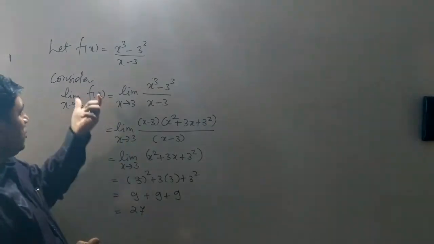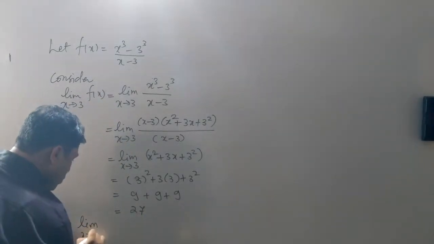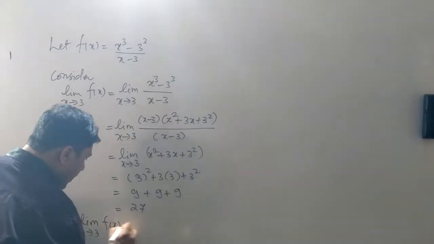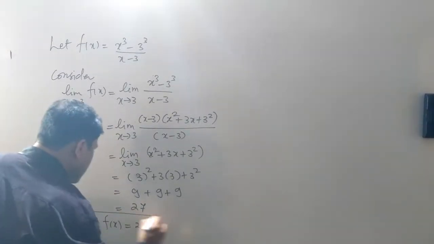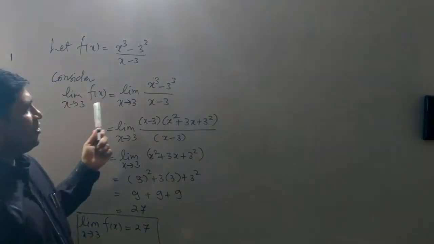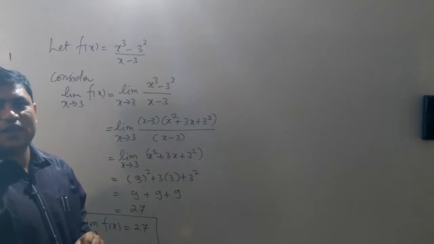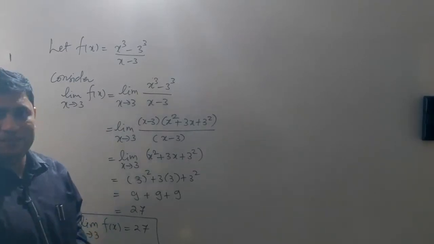Now what we got is the limit x tends to 3 f of x is equal to 27. So this way we are able to apply the limit for this function, and we can calculate the limit of this function as x tends to 3.